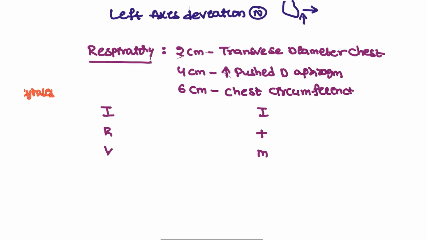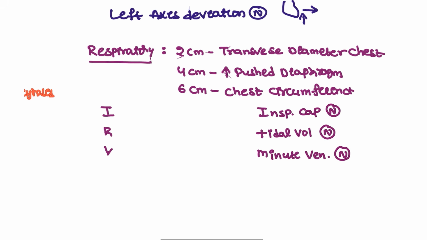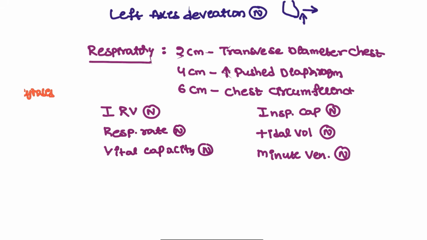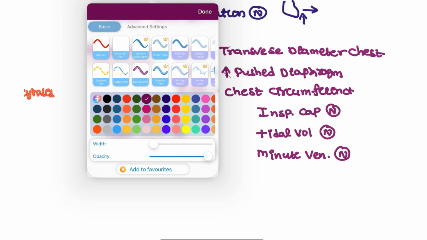Next, coming to the ITM. ITM means the inspiratory capacity is going to stay normal, and this is the tidal volume. This is also going to stay normal, and we have the minute ventilation. This minute ventilation is also normal. IRV is nothing but the inspiratory reserve volume. This is going to stay normal, and this is the respiratory rate. It is also going to stay normal, and the vital capacity is going to stay normal. So there is a correction here, please take note of that.